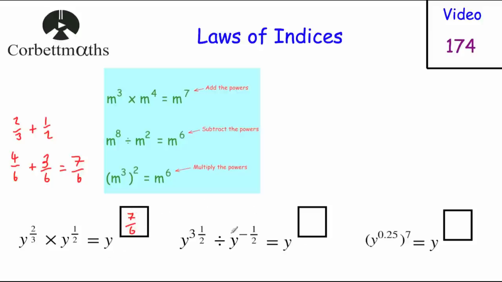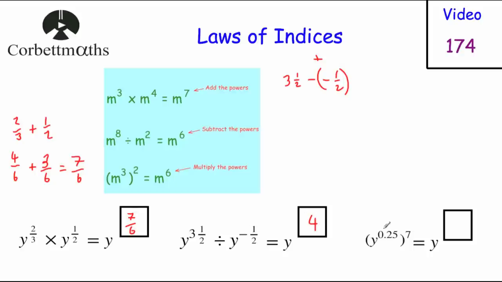Okay, let's have a look at our next question. Our next question says y to the power of 3.5 divided by y to the power of minus 1/2. Whenever we're dividing, we take away the powers. So we're going to do 3.5 minus minus 1/2. Whenever we've got a minus and a minus beside each other, we're going to add. So we've got 3.5 plus 1/2, which would be 4. So that means our answer would be y to the power of 4.